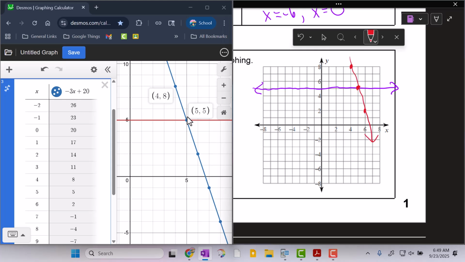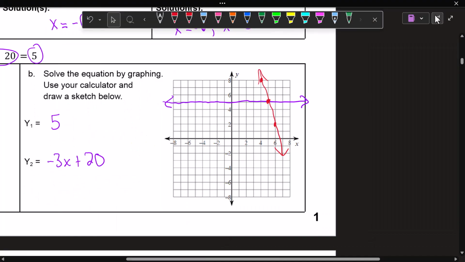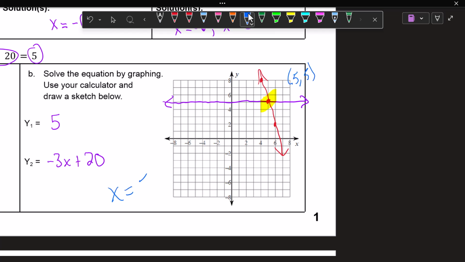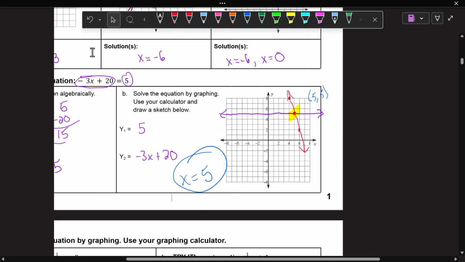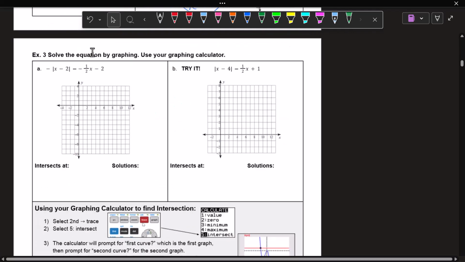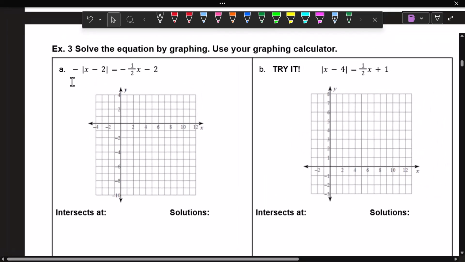Connect them. And of course, their intersection, this point here, we want the x value. So this is the 5, 5. So x equals 5. I guess so does y, but that's not quite what we're looking for. So we can do a couple more of these. Now we have absolute value and a line.